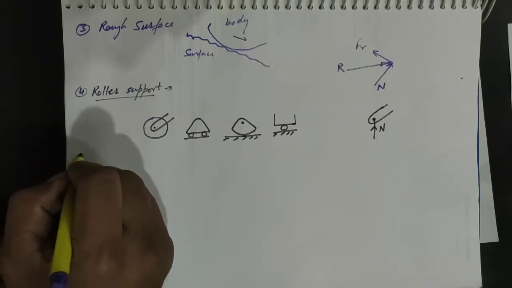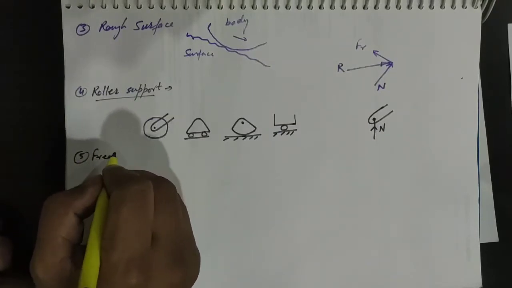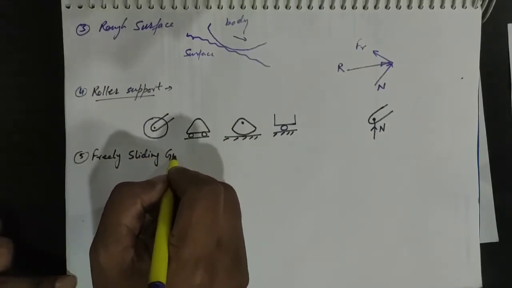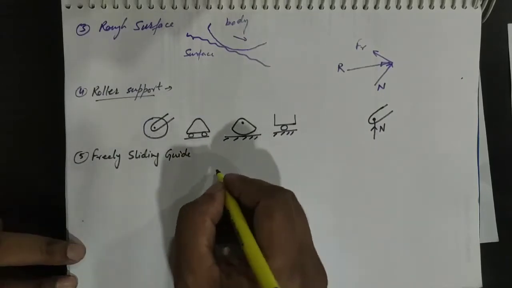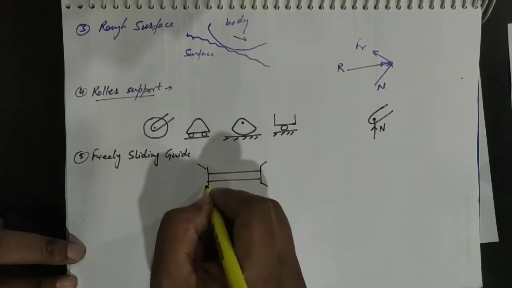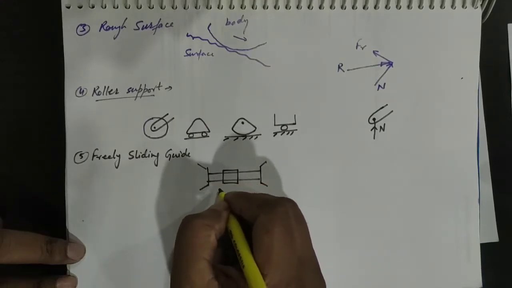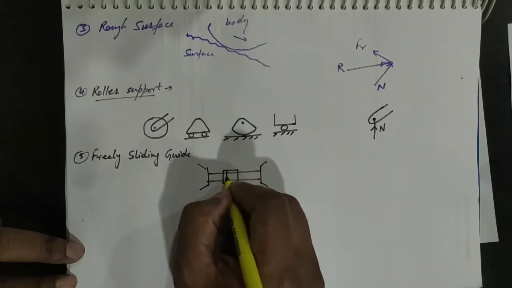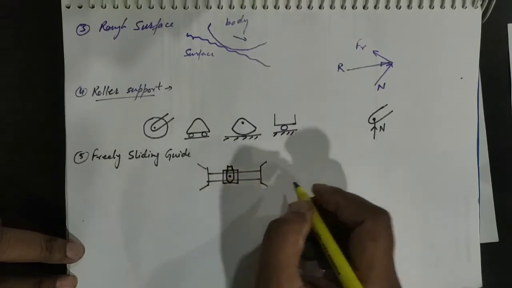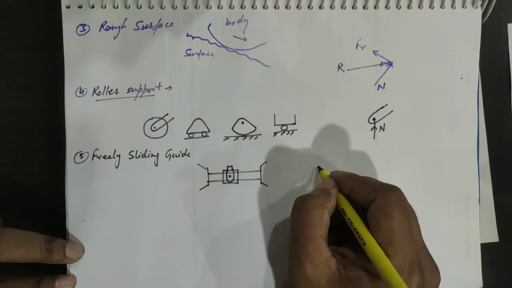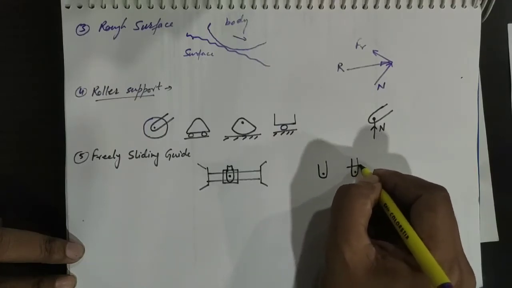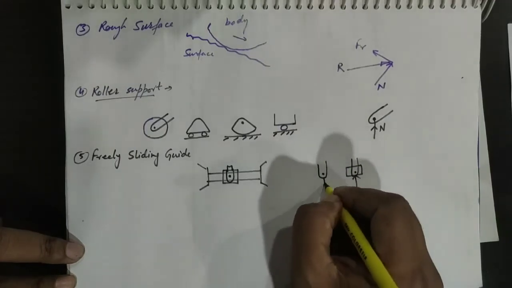Freely sliding guide. If there is a freely sliding guide, like we are having a member like this, and here one sliding guide is there, that guide, that member, or we can say that assembly, gets the normal reaction.